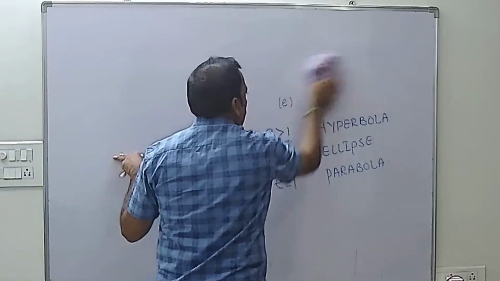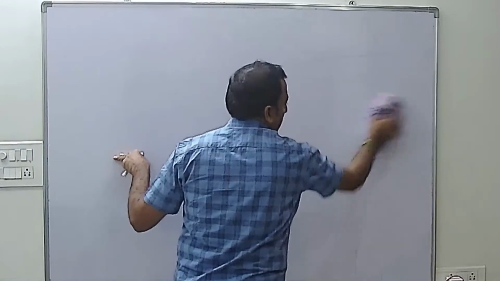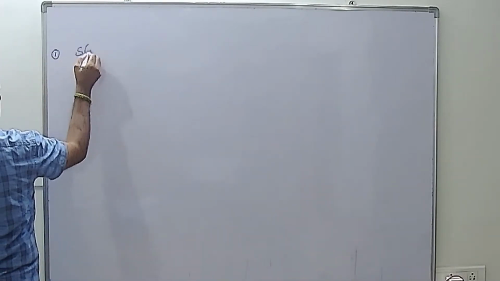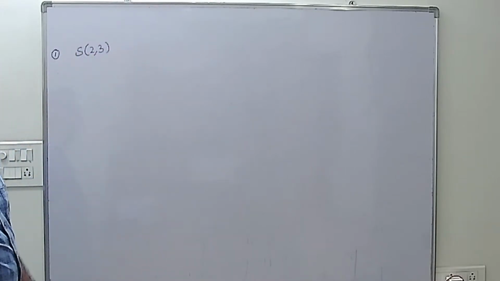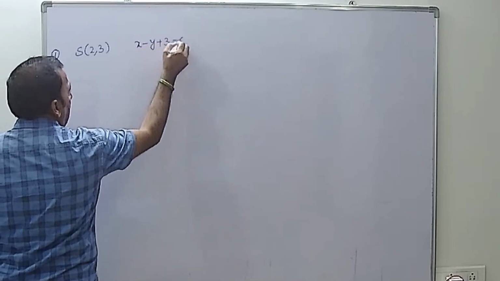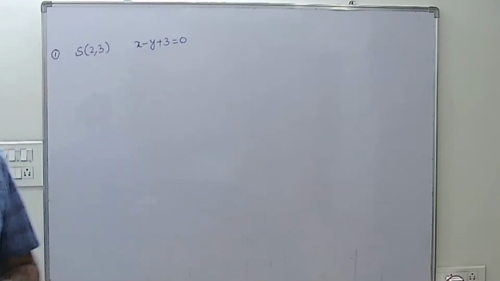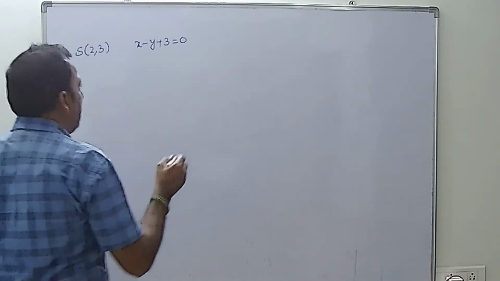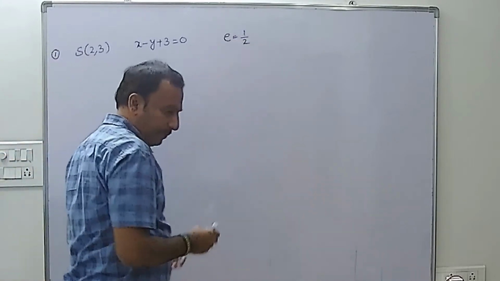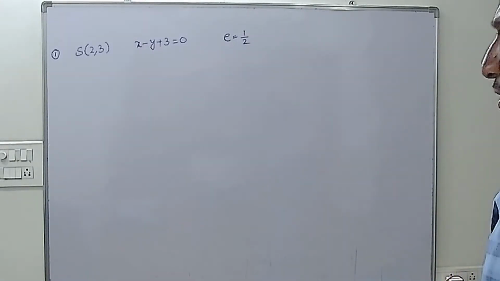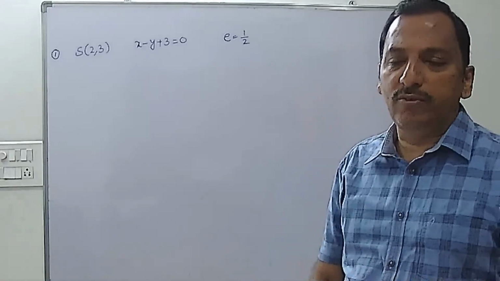Okay, first let us do two or three examples. First example: the focus of a conic is S(2, 3), and the directrix is the line x minus y plus 3 is equal to 0, and the eccentricity of the conic is half. Then find the equation to the conic.